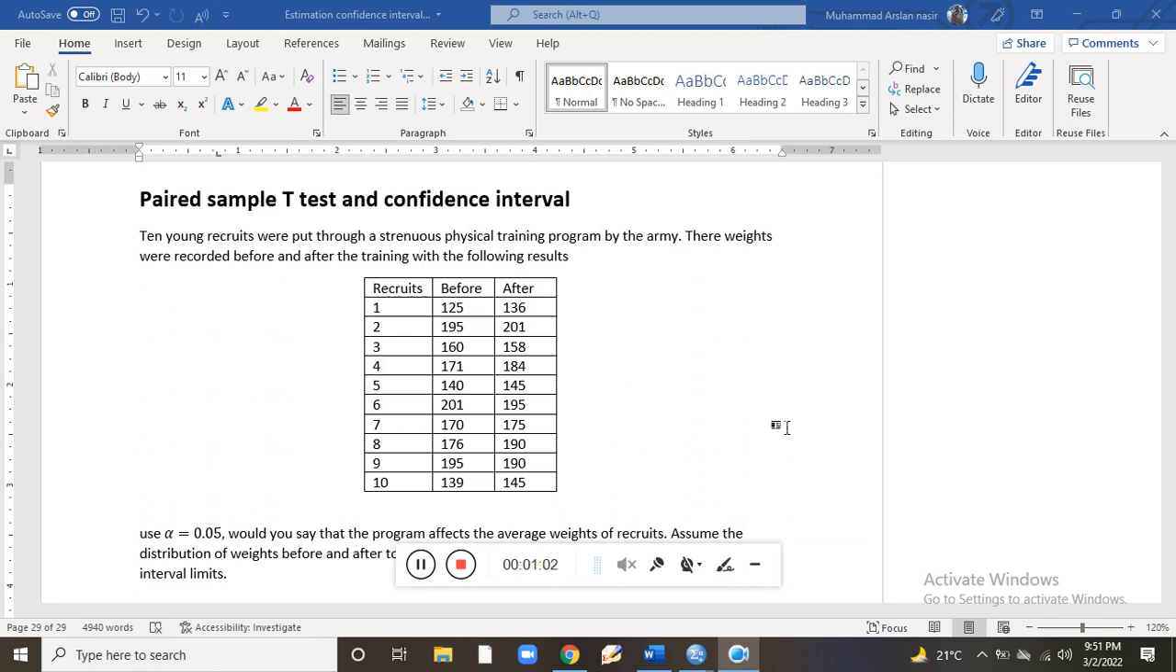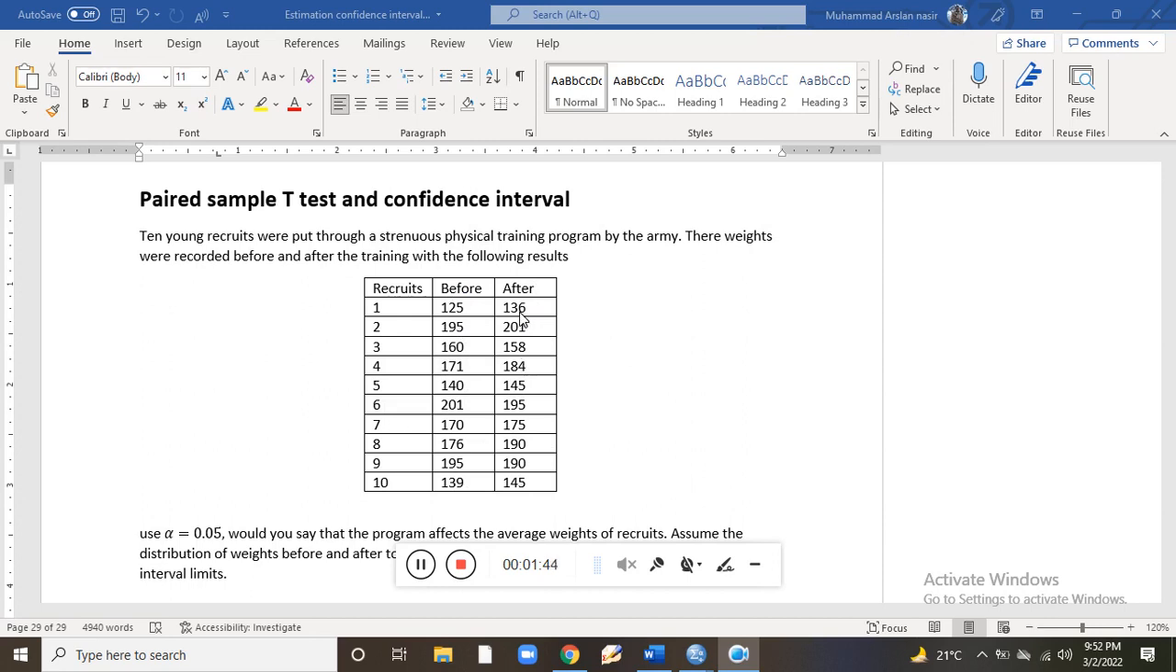In this example, 10 observations were made. 10 young recruits were put through a tedious physical training program by the army, and their weights were recorded before the training and after receiving the training, and the results are shown in the table. Here there are 10 recruits, and their weights before training are given in this column, and the weights after receiving the training are given in the next column.